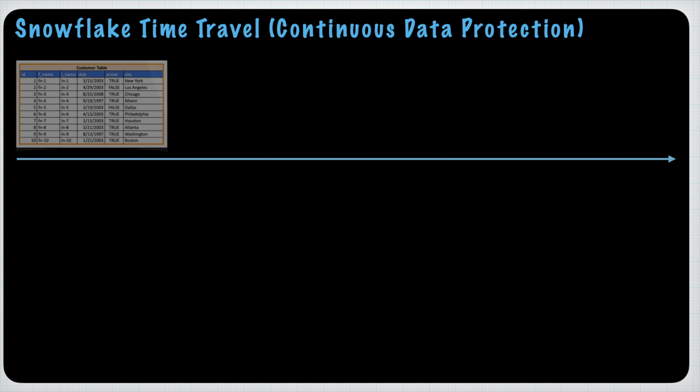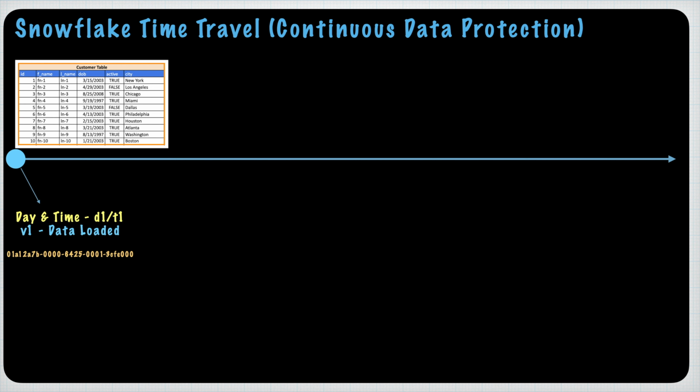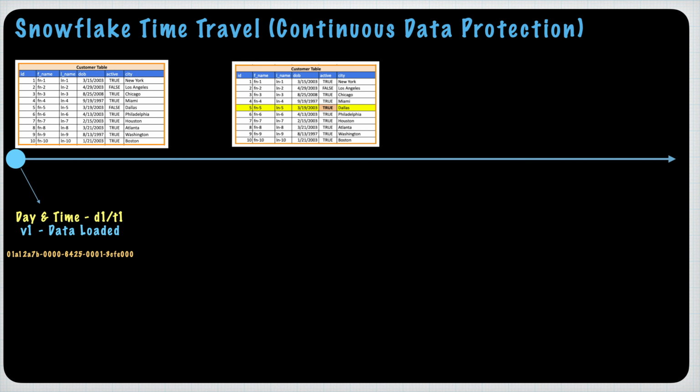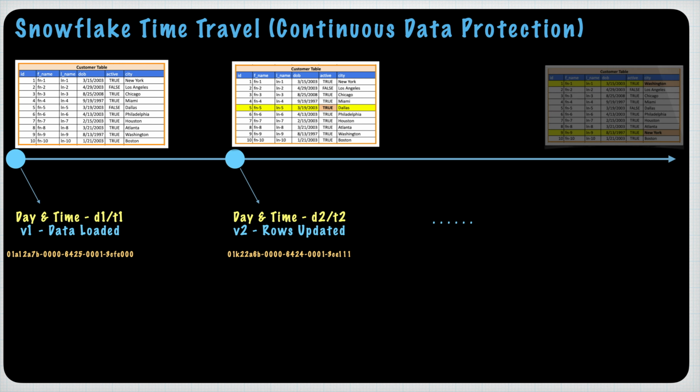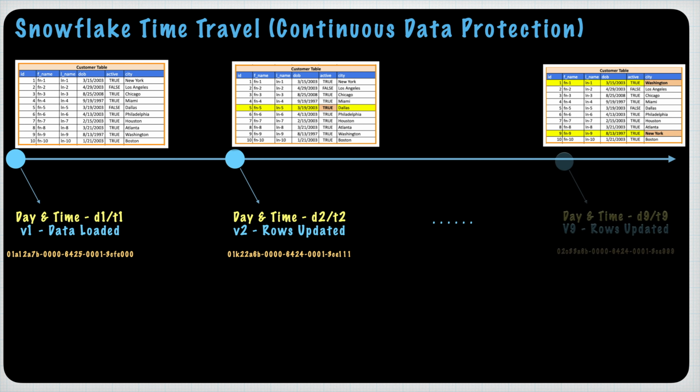We have a customer table and data is loaded via copy command, and we can say it is day 1 and time t1 and a version v1 data with a query ID ending with 000. Next day, an ETL job performs an update operation that updated one or more rows and changed the state of the data, and we can represent it with day 2, time t2 and version v2 with a query ID ending with 111. A few more DML operations are executed, and that may include insert, update, and or delete SQL statements. And that's how we reach day 9 and time T9 with version V9 having a query ID ending with 999.